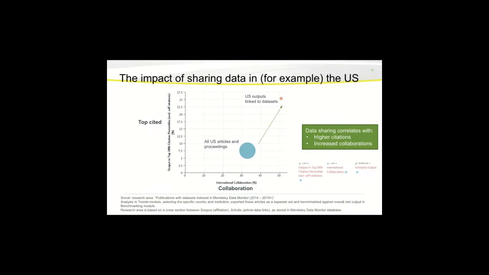Looking at some data, this is from an earlier presentation that Boiler gave as a previous chair, but you can see that there is impact in sharing data related to articles. So this model from SciVal, you can see that in terms of collaborations, citations, all of the US articles and proceedings sit sort of further back in the table, but those outputs that are actually linked to data sets correlate with higher citations and also increased collaborations in the work.